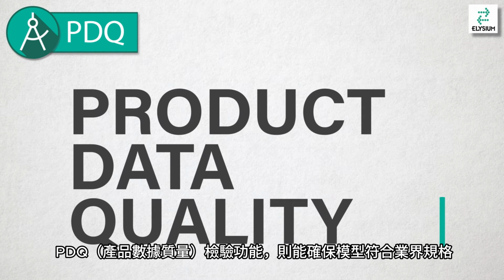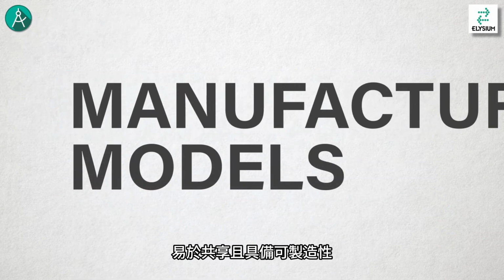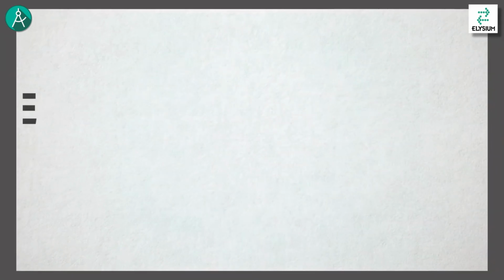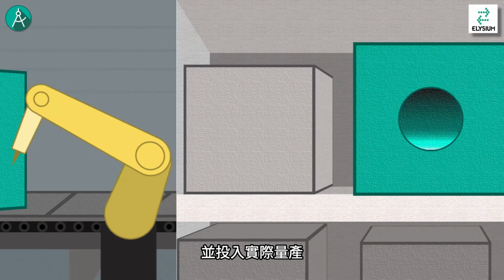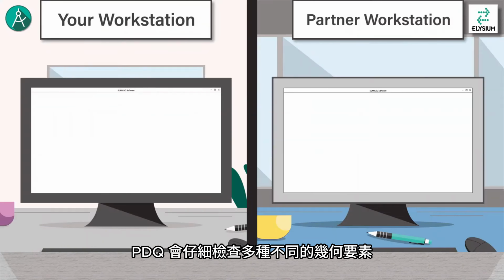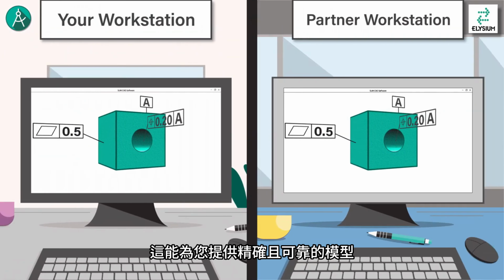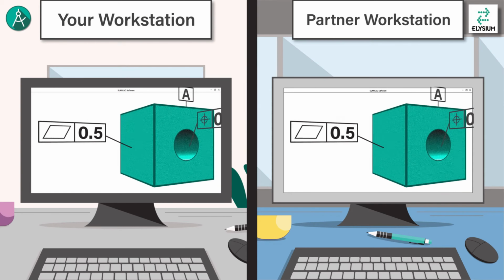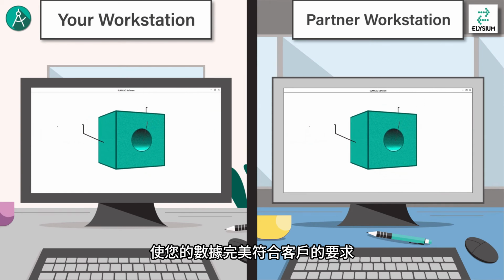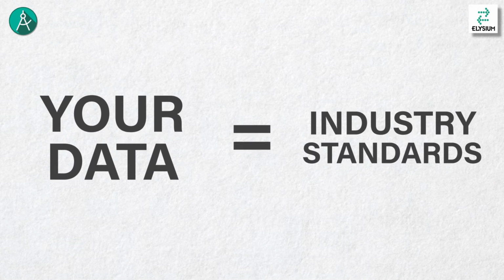Product data quality check will make sure models are consumable, shareable, and manufacturable, so you can go from design to manufacturing to production. PDQ looks at many different elements to make sure you are within the threshold. This will give you an accurate and reliable model, so your data will meet customer requirements and or an industry standard.